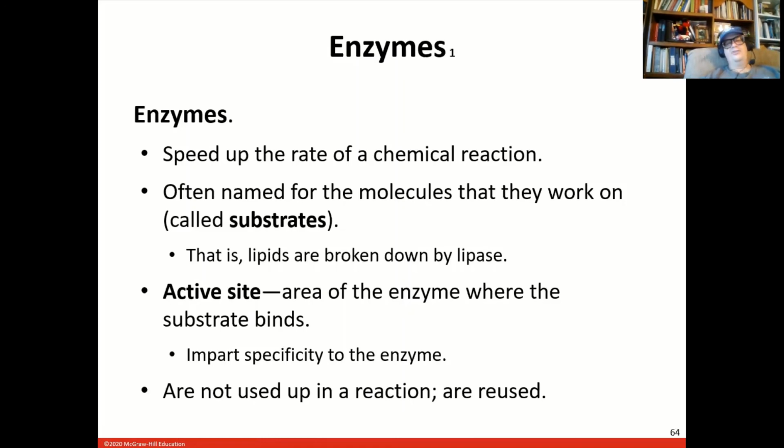Enzymes aren't used up in a reaction. They're not a product. They're not a reactant. They're a little machine that makes the reaction go. It makes it go faster. So we can use the enzyme again and again and again and again.